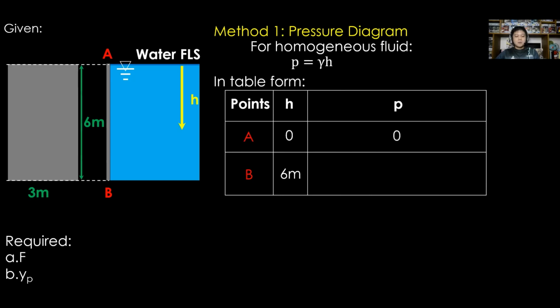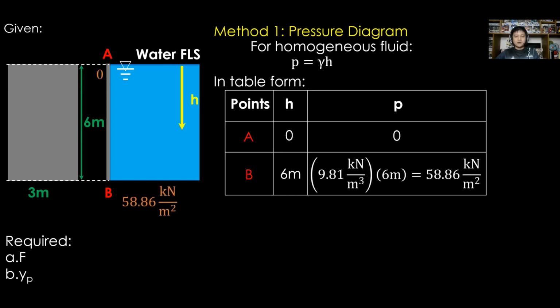And therefore, P at A is 0 since H is 0. For point B, it is equal to 9.81, the unit weight of water, times H, that is 6 meters, equal to 58.86 kilonewtons per square meter. And with these values of P, assign now the different values at points A and B. Then, draw the pressure diagram.